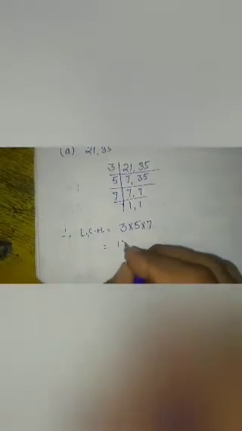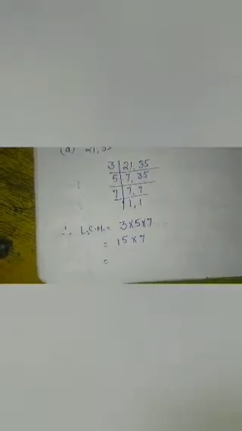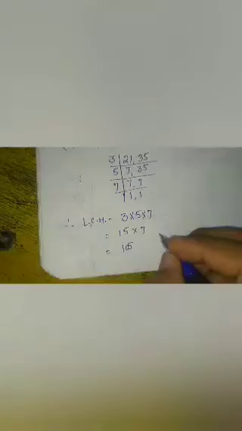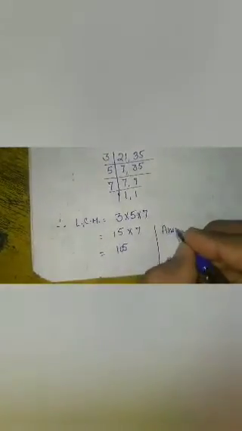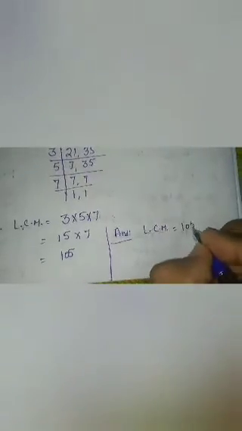3 fives are 15, 15 into 7. So now you know that 15 sevens are 105. OK, so you can write the answer: LCM is equal to 105.